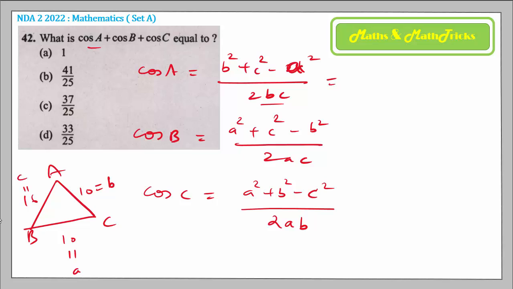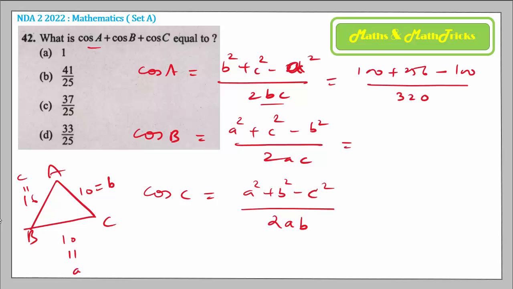If you substitute the values here, b square, what is it? 100, plus c square, what is it? 256, minus a square, what is it? 100, divided by 2 into b into c, which is 2 into 160, so it's 320. So what do you get as the cos A value there? Okay, we will write that.